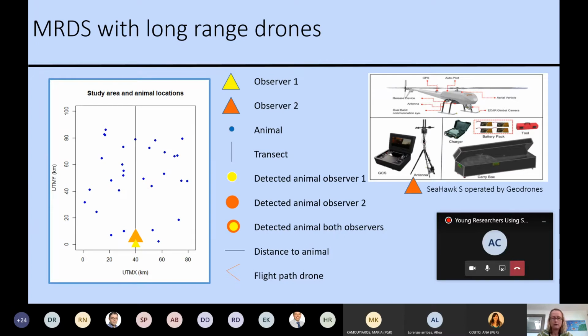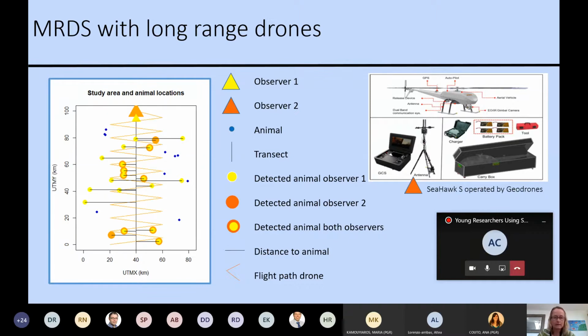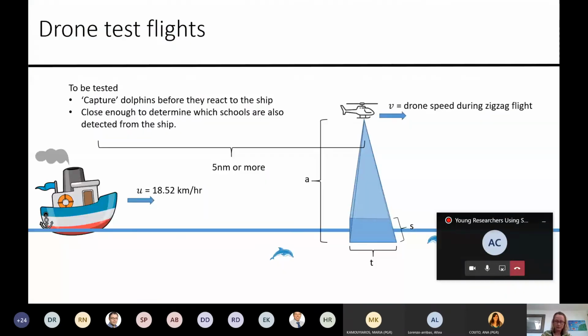So in this report, we proposed to use MRDS with long-range drones. So here you can imagine that observer 2 is sent a little bit ahead of observer 1, observer 2 being the drone and observer 1 being the ship. And then the drone flies in a zigzag ahead of the ship. It flies in a zigzag because it has the camera pointing down and it needs to cover a large area in front of the ship. The drone records video. We also had planned on using real-time observation on the ship. And yeah, so this was what we proposed.